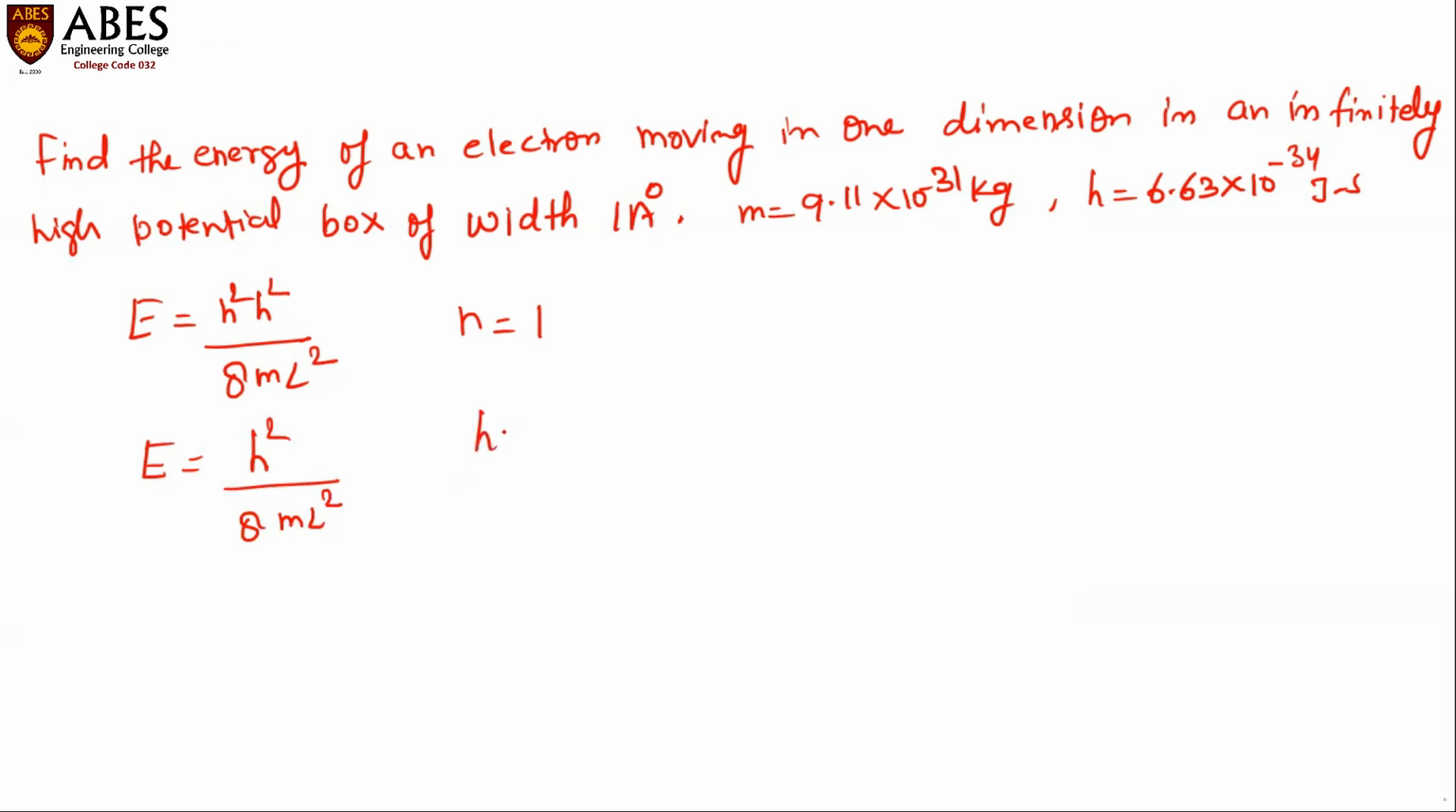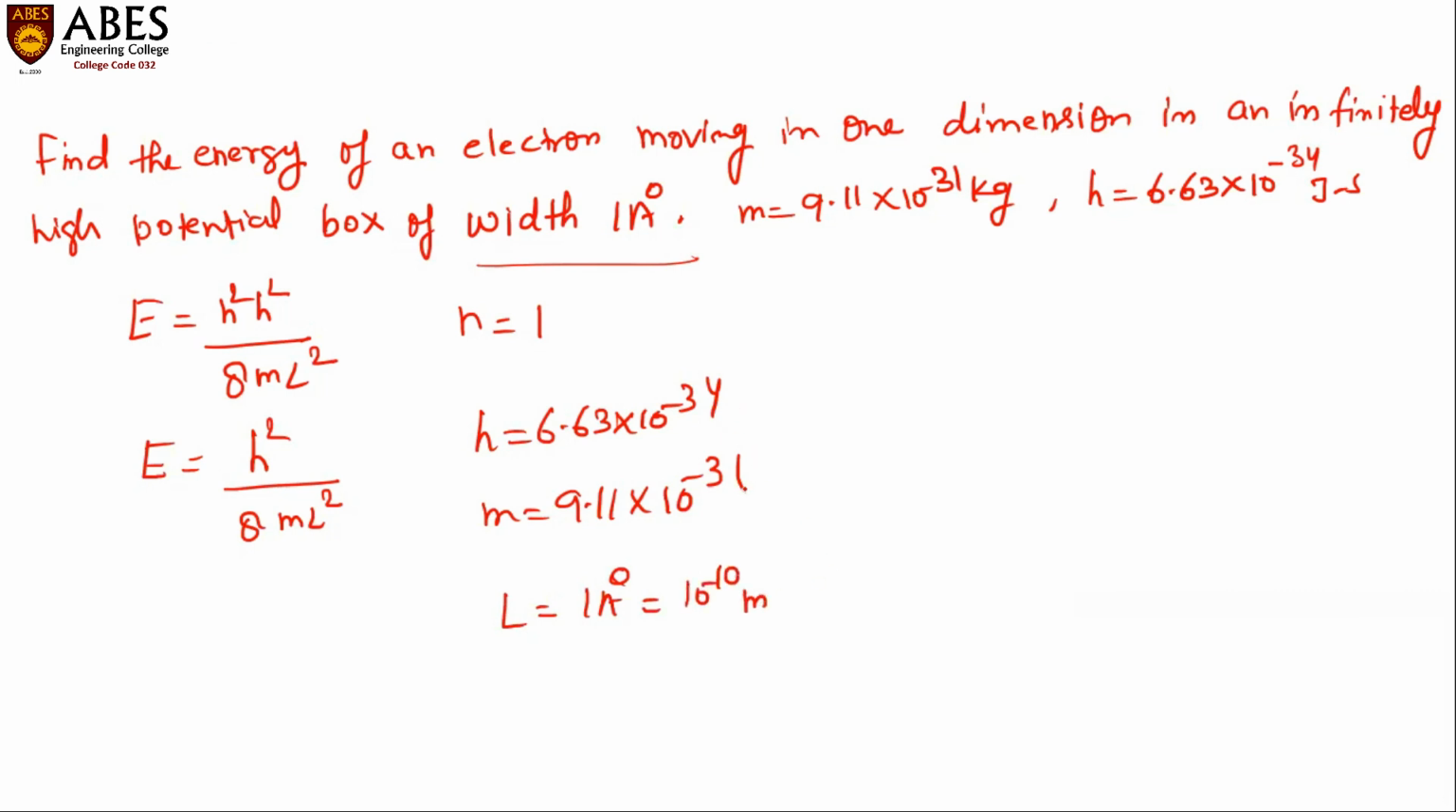Here h is 6.63 into 10 to the power minus 34, m is 9.11 into 10 to the power minus 31, and L, the length, is what? The potential box has a width of 1 angstrom, which comes to 10 to the power minus 10 meter. Here h is 6.63 into 10 to the power minus 34 joule second, m is in kg, and we also convert this angstrom into meter, that is 10 to the power minus 10 meter.